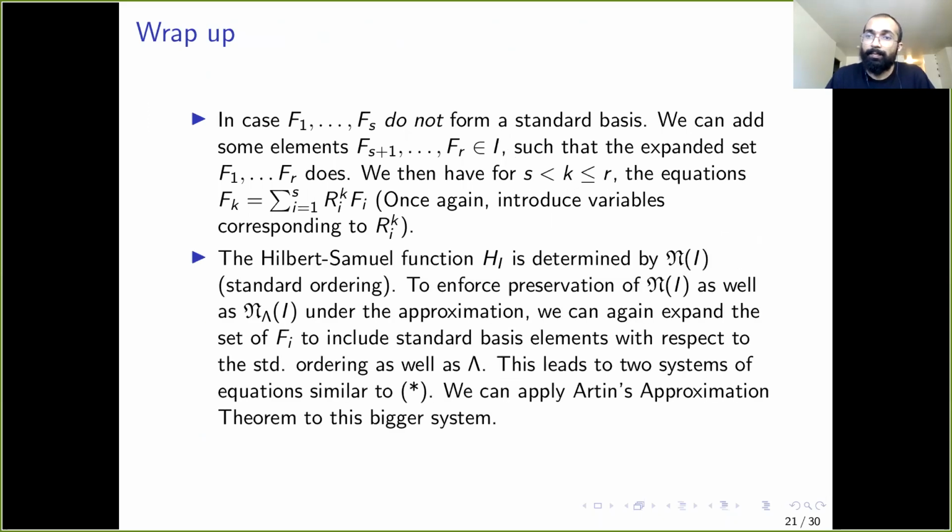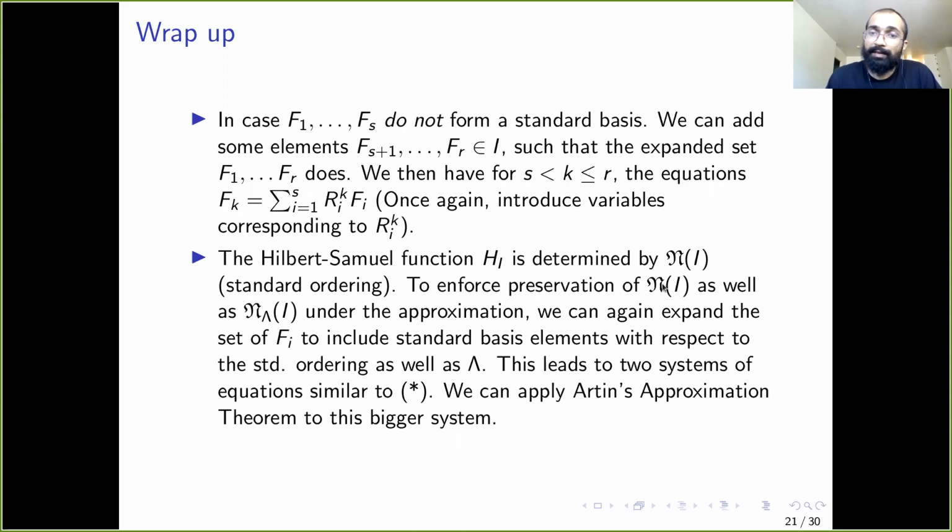The second point that has to be addressed is the other constraint that we have, that is the Hilbert-Samuel function. Now, we have a small problem here because the Hilbert-Samuel function is determined by the diagram of I with respect to the standard ordering. But what we have up to now is an approximation that preserves the shape of the diagram with respect to the special ordering that is related to Cohen-Macaulayness. But this too can be fixed fairly simply.